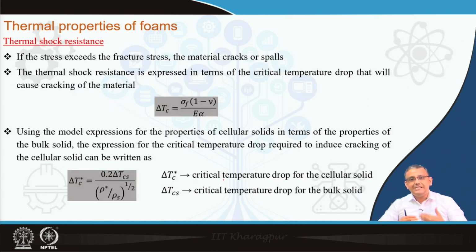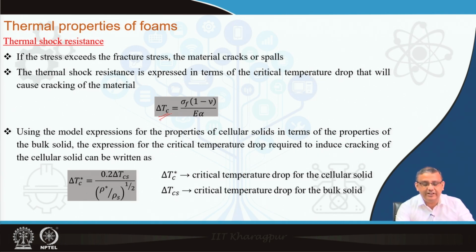Now, how is this thermal shock resistance actually defined? The thermal shock resistance is typically defined by this critical temperature delta Tc. That means this is the temperature difference over which, if a material is put into thermal shock, the material will still survive. That means the lowest temperature difference, that is T1 minus T2, that will cause cracking in the material because of thermal shock is known as the critical thermal shock temperature difference delta Tc.